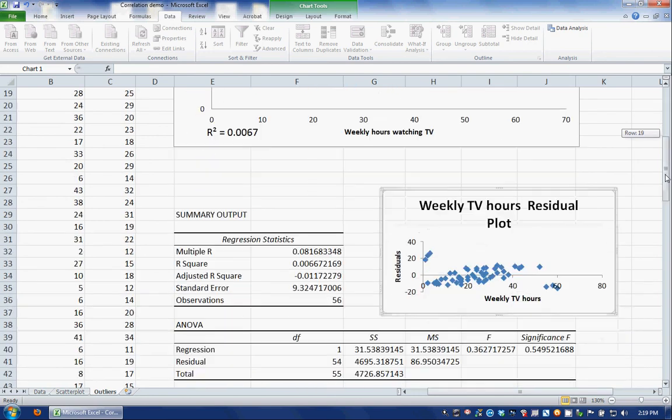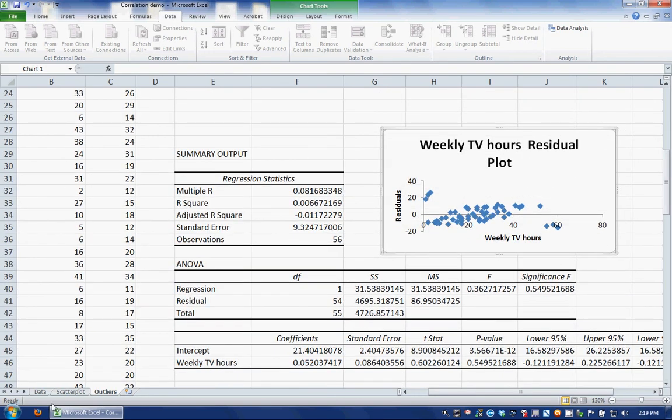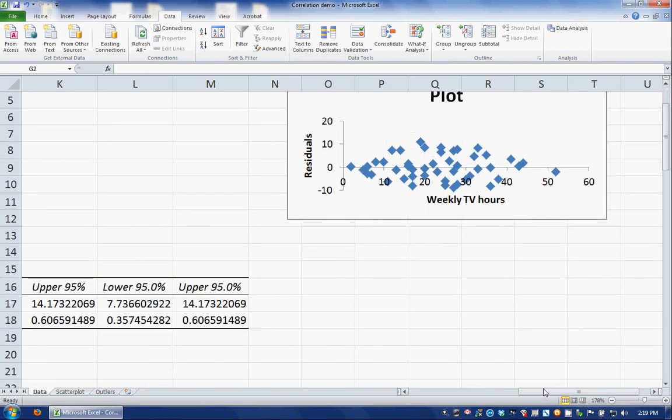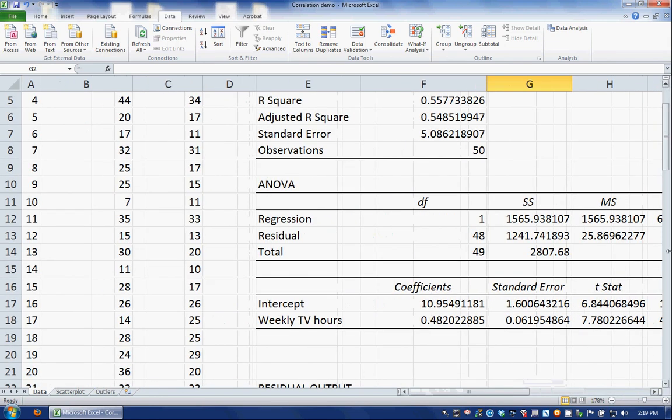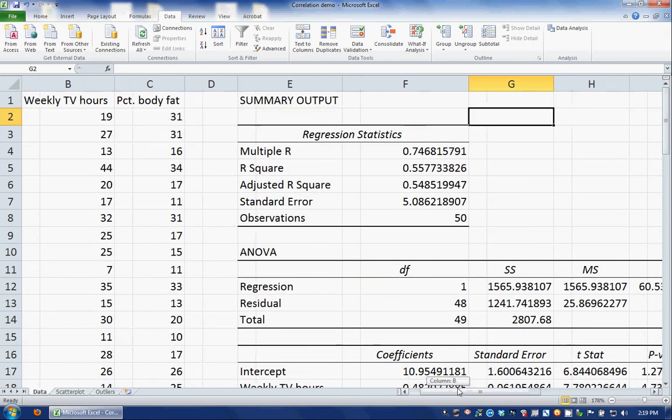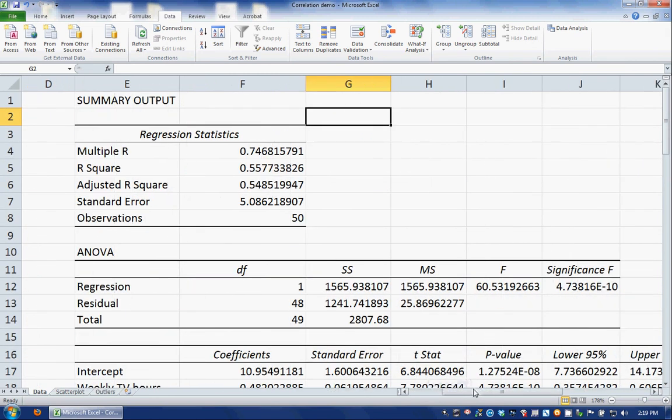Okay, but assuming that things look a little more like this when you look at that residual plot, you're in pretty good shape, and you can go ahead and interpret your R-square and your other output accordingly. Okay, so that's a quick word about outliers and their influence, and how to watch for them when you're running a regression analysis.